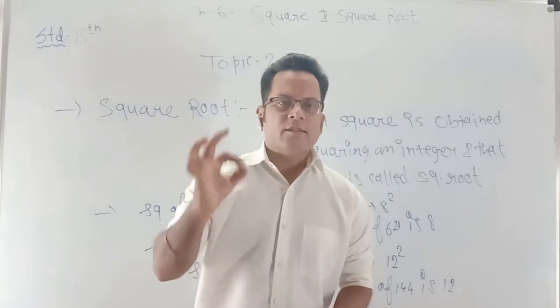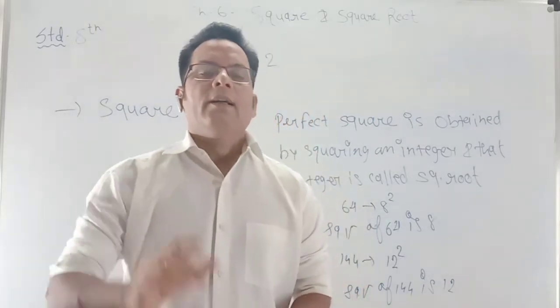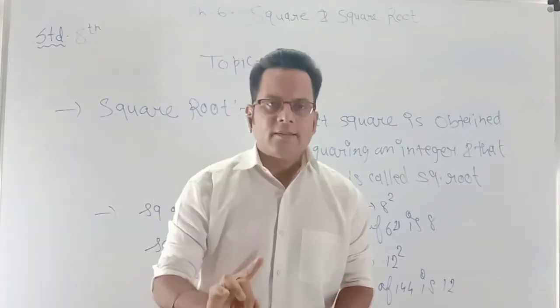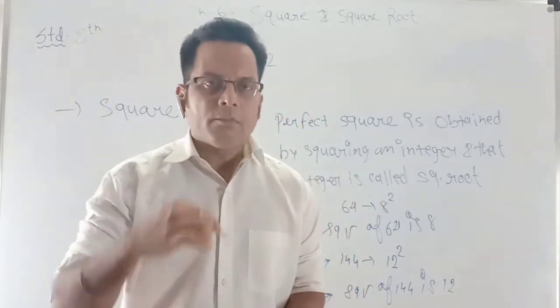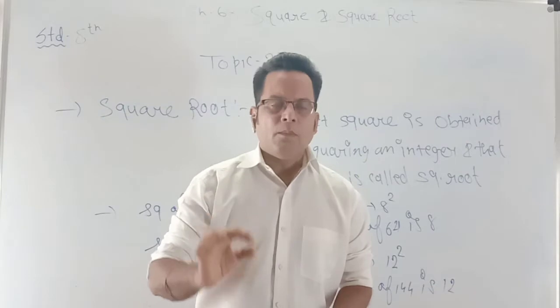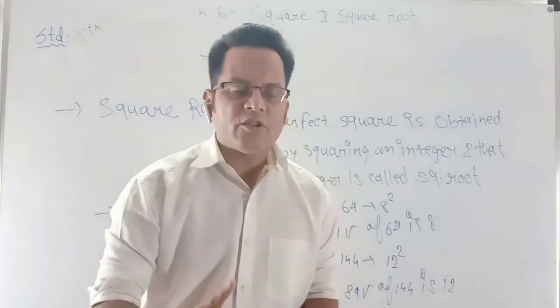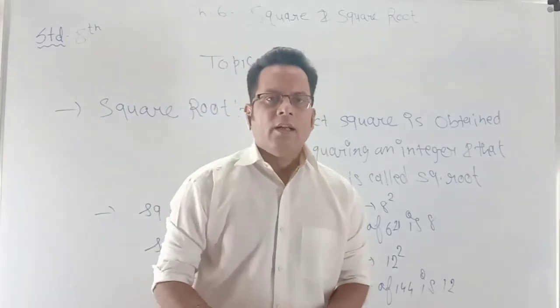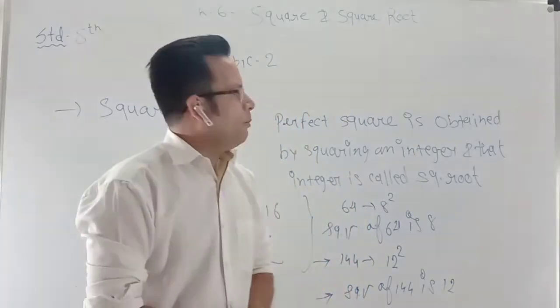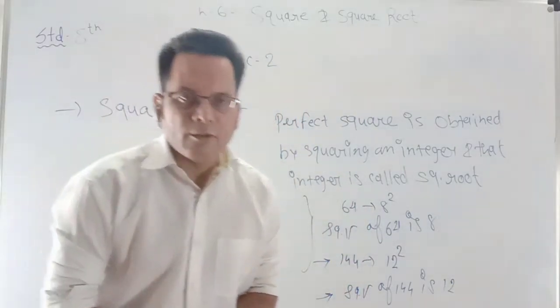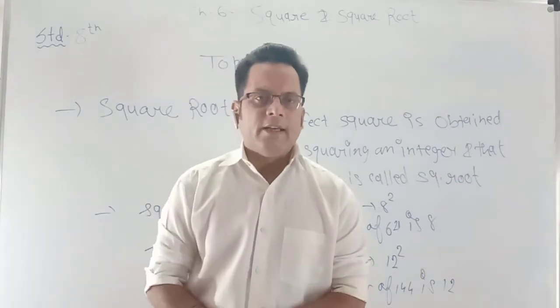You have to just remember one thing in your mind: the given number is the square of which number. I repeat my words. The given number is the square of which number. That number is considered to be the square root. So this is all about how to find square root in an easy way.